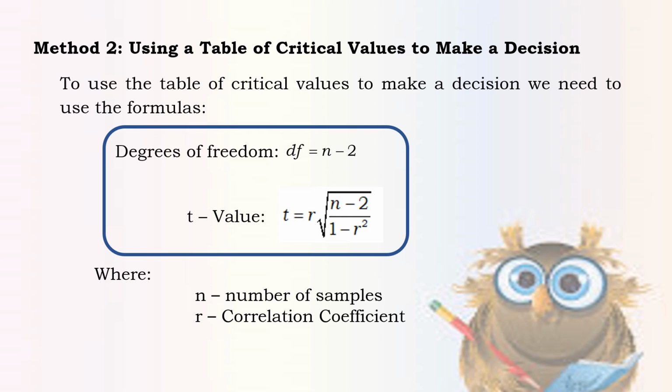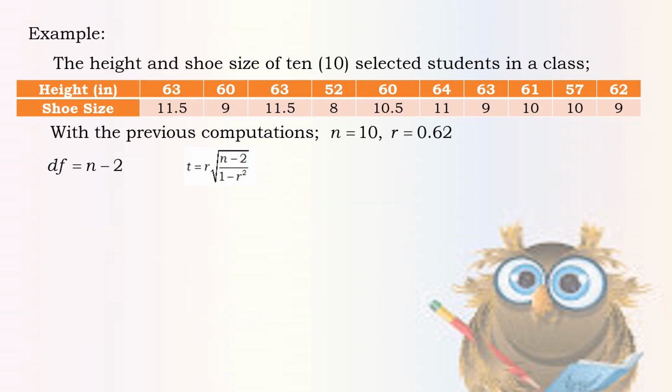So let's try to solve it. Let's go back to our first example. This is our example from earlier. With the previous computation, we have n equals 10, 10 students, and our r, or the Pearson r, is 0.62. Now, we will solve for the degrees of freedom. df is equal to 10 minus 2, so our degrees of freedom is 8.